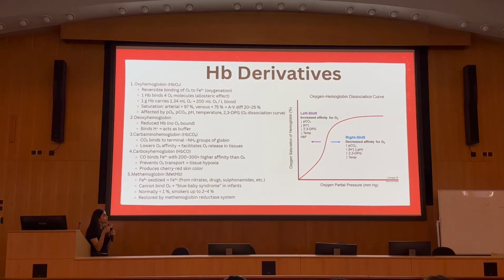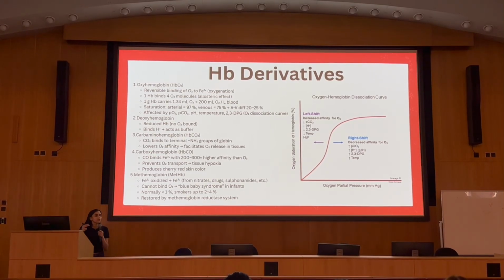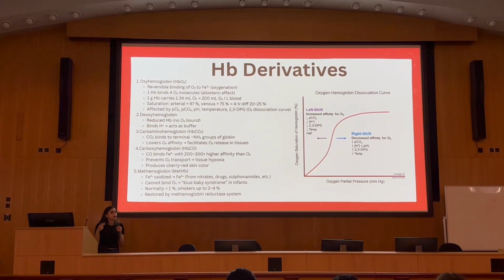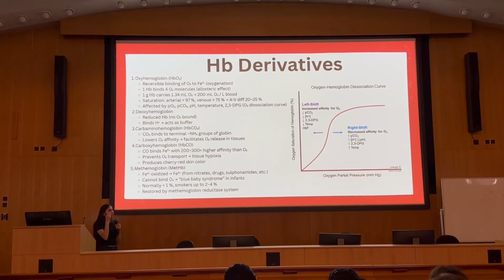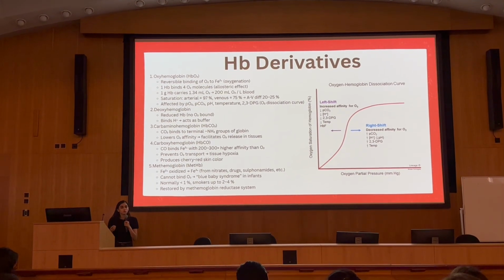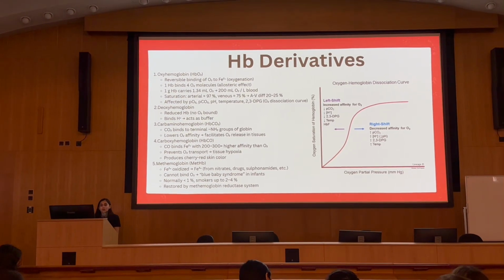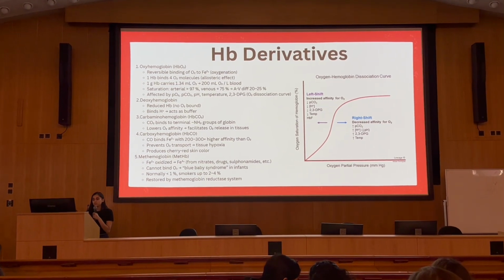And the same way, if one subunit loses oxygen because carbon dioxide binds to it, then the rest of the subunits are more likely to leave it. So it's just something that helps oxygen release and binding much easier at different parts of the body, like the lungs and the tissues. Then carboxyhemoglobin.